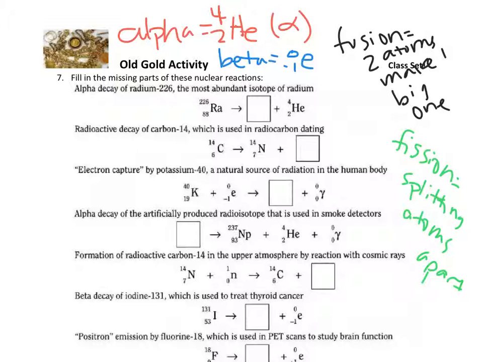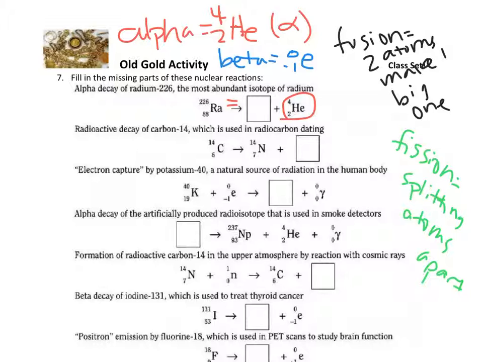All right, so fill in the missing parts of these nuclear reactions. Alpha decay for radium-226, the most abundant isotope of radium. So radium-226, number of protons is 88. It goes through alpha decay, so we're going to see this alpha particle here, this helium-4 nucleus gets spit out, and what are we left with? Basically, we need to find out which element is going to be made. All right, so remember this arrow is always an equal sign.